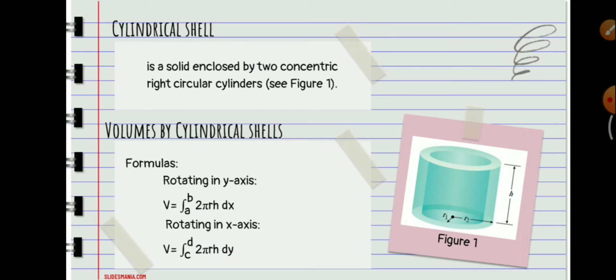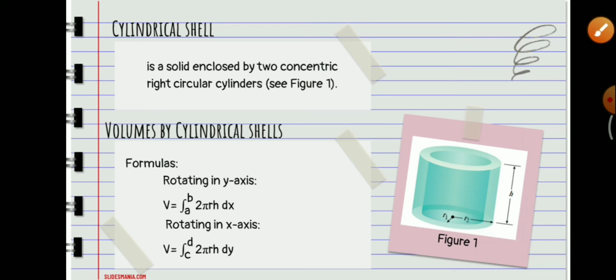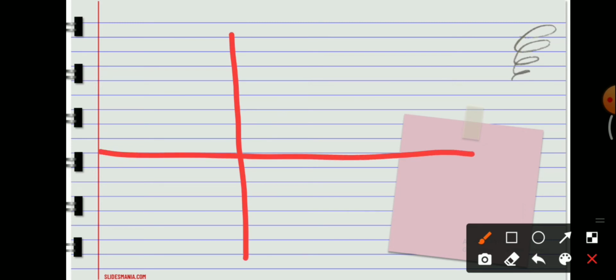For further understanding, I'll illustrate how these formulas work. But first, I want you to remember this rectangle shape here, because we will be using that in our illustration later. So we have a Cartesian plane here. This is the y-axis, the x-axis.